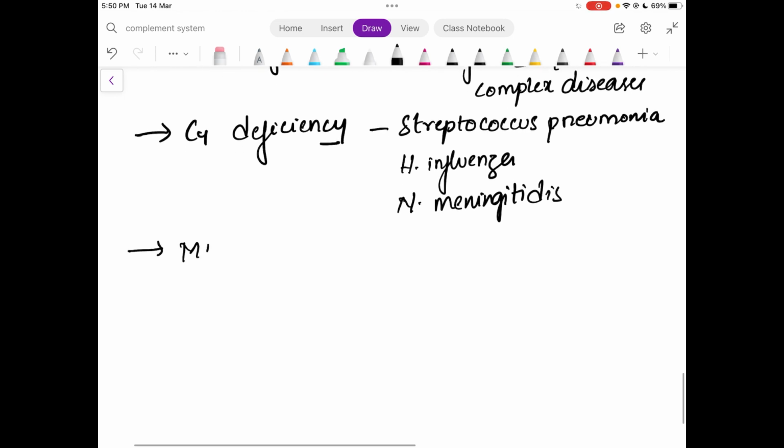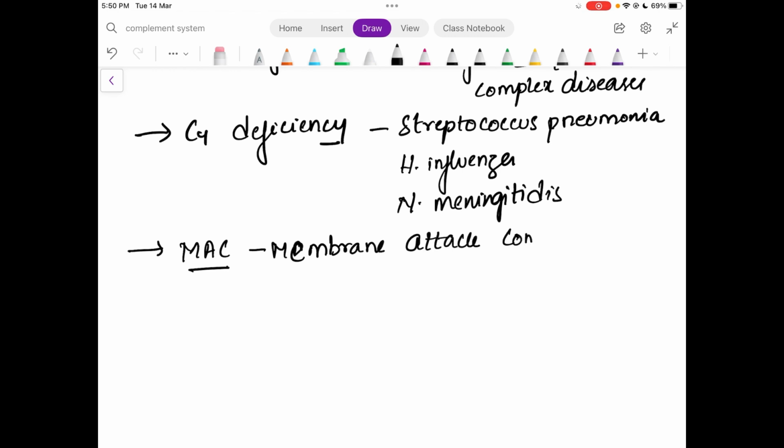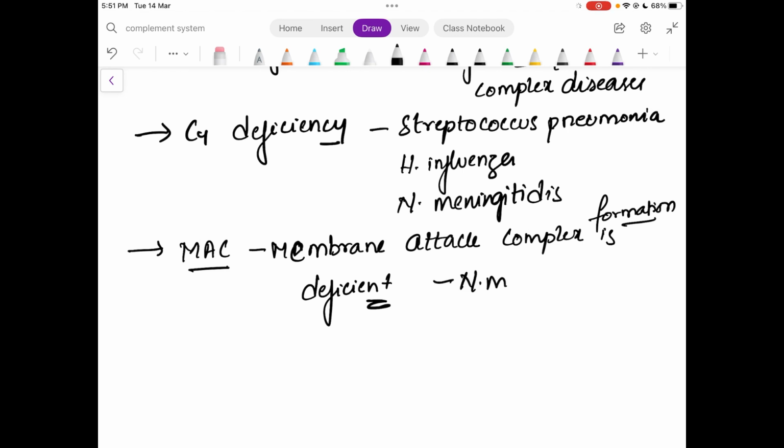If formation of MAC, that is membrane attack complex, is deficient, complex formation is defective. Okay, membrane attack complex formation is deficient, then they will have Neisseria meningitidis.